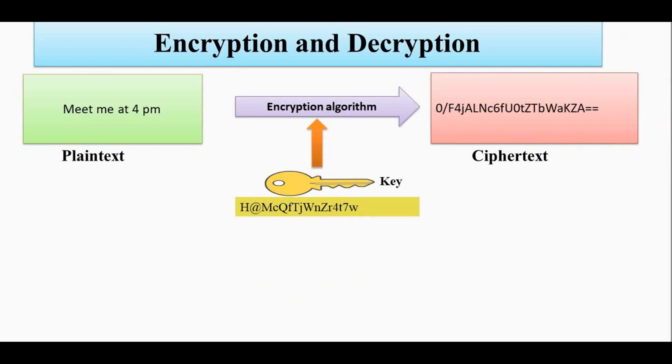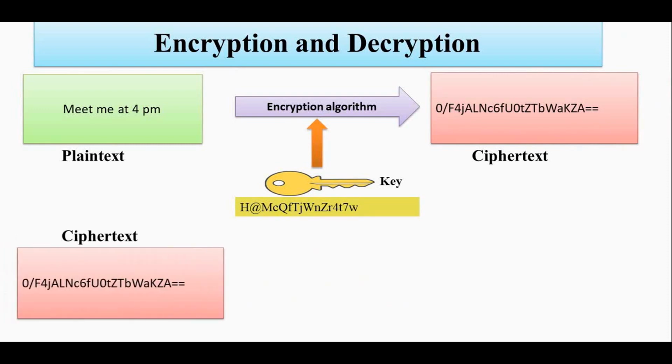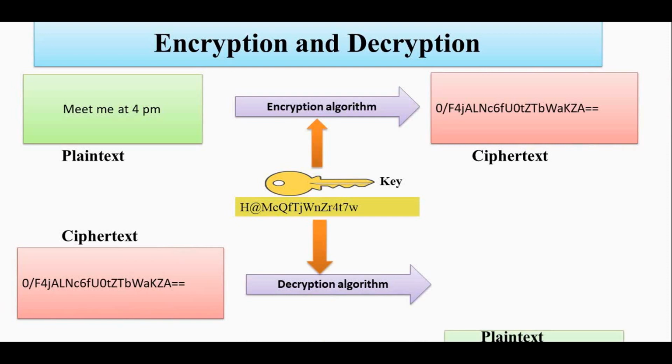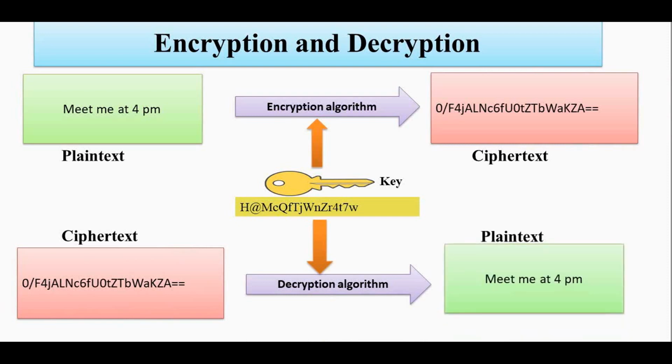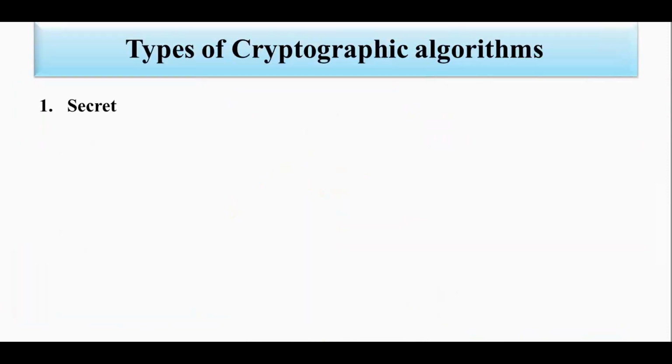So how can you retrieve the plain text? This ciphertext is taken. You have to apply the corresponding decryption algorithm and a key. In this case, the same key used for encryption is used for decryption also. So after applying the decryption algorithm with the key, you get the corresponding plain text. Okay, now let's see the types of cryptographic algorithms.